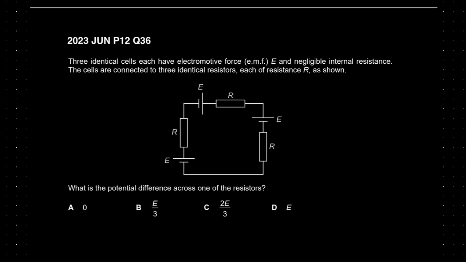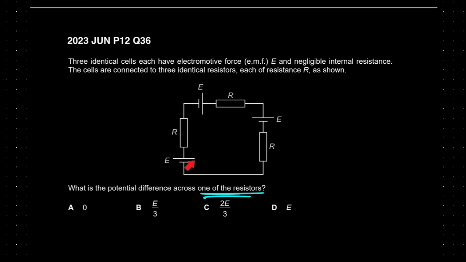36. Three identical cells each have EMF E, negligible internal resistance. Cells are connected to three identical resistors, each of resistance R. What is the potential difference across one of the resistors? So in this case, some people might like to use KVL, but there is also a way which avoids doing that. If you just look at how the cells are connected.